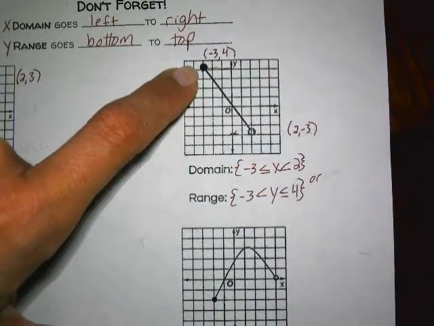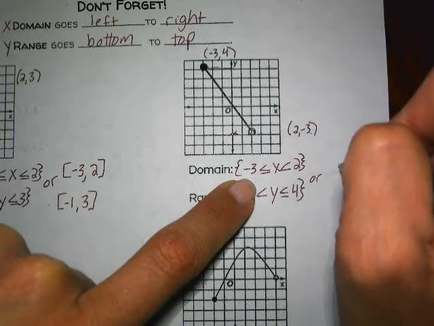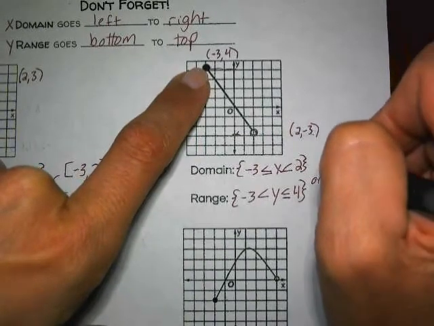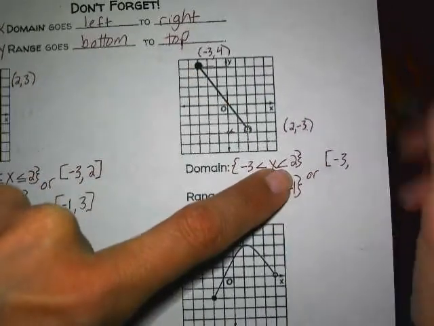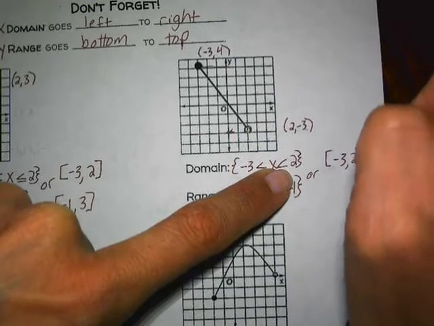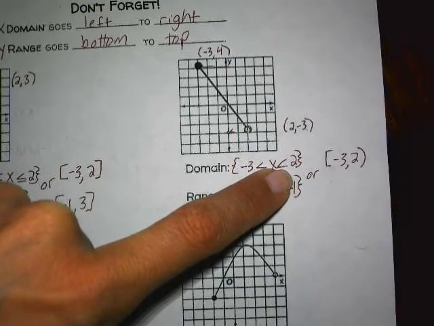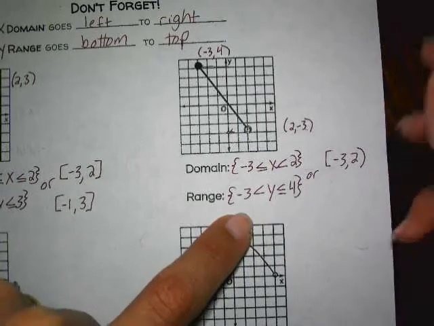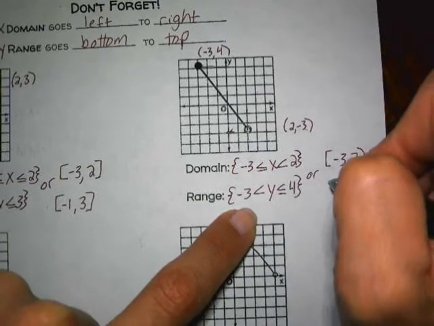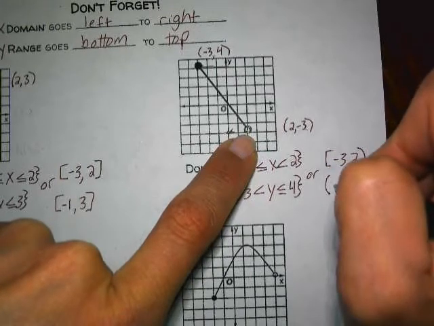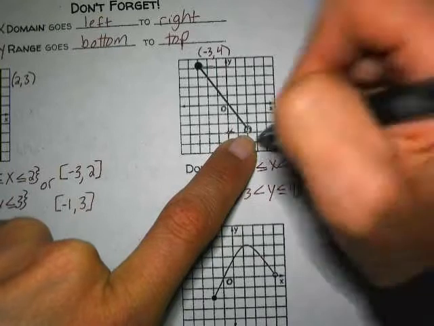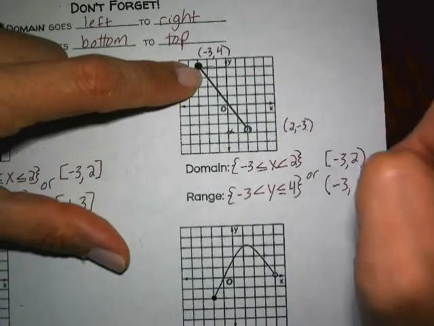All right, and then let's do brackets and parentheses. -3 has a closed circle. That's my bracket. But our 2 has an open circle, which means we're going to have a parenthesis. And I know that looks a little funny, but it's how it's done. Here, we've got our lower value has the open circle. So we have a parenthesis, -3, to our upper value of 4.